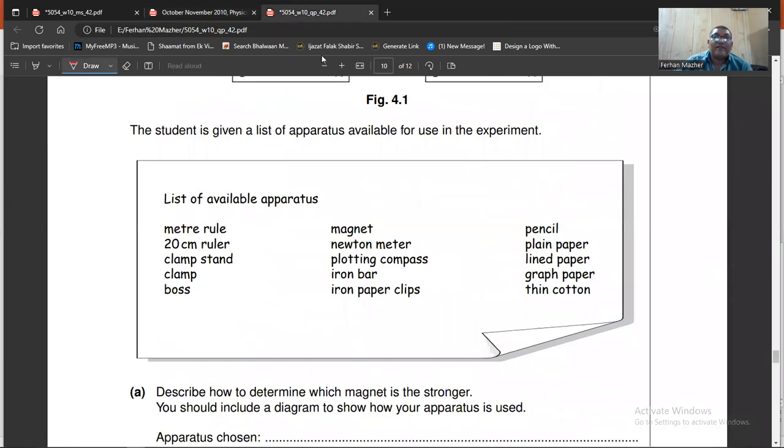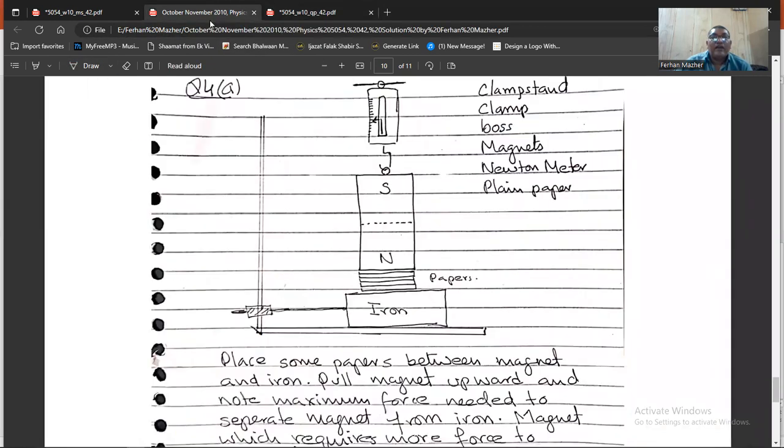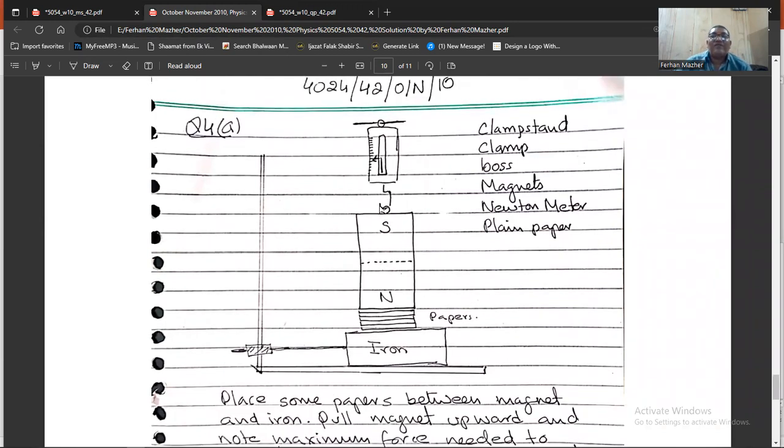For example, there is magnet A, and I will hook it. And we believe that there will be a hook. Then we will hook a Newton meter with it, and I will pull it upward, and I will note down the maximum force which is recorded here before this magnet is separated from this iron. For example, you have put 5 pages in between. So why do we put pages? To make it easier.